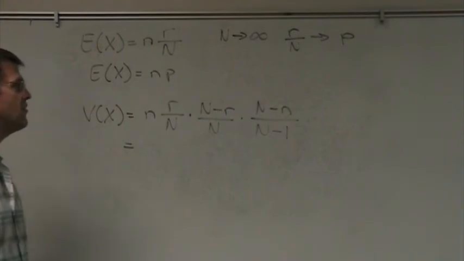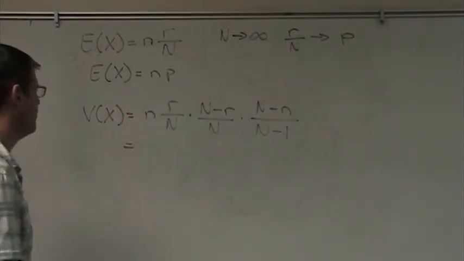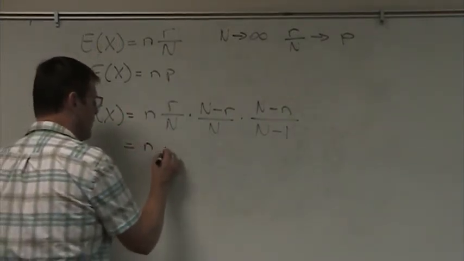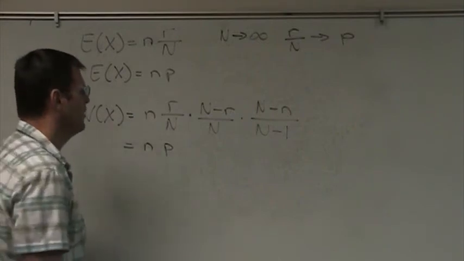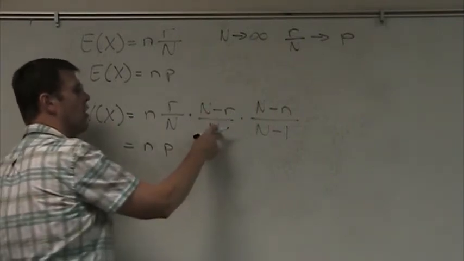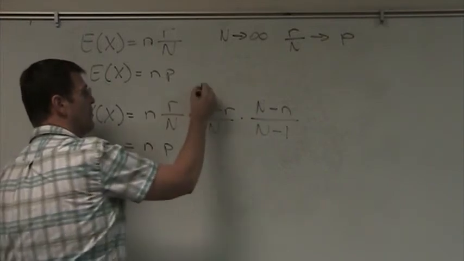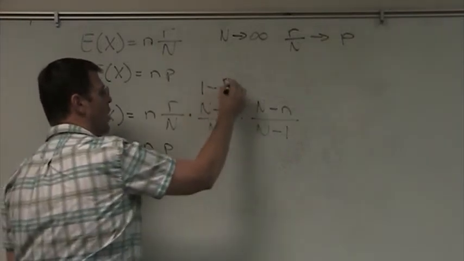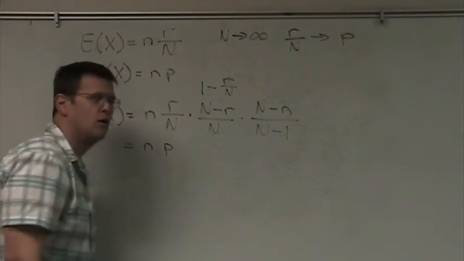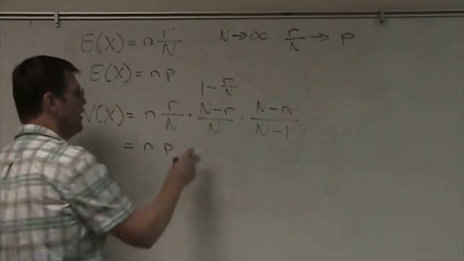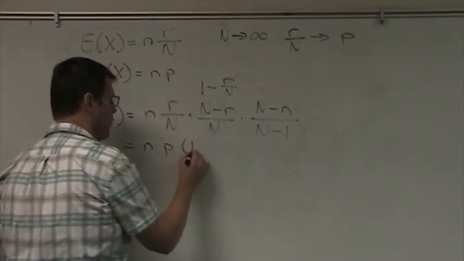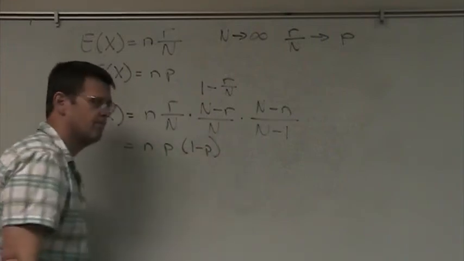So as far as this is concerned, under the same conditions, this is n, this is p. Recognize that capital N minus r over capital N is just the same thing as 1 minus r over capital N. So in that limit notion, this becomes 1 minus p.